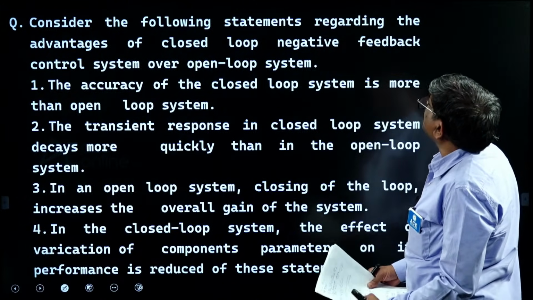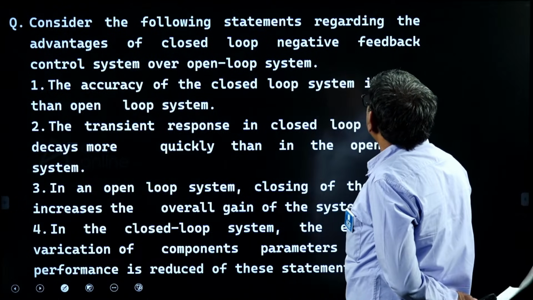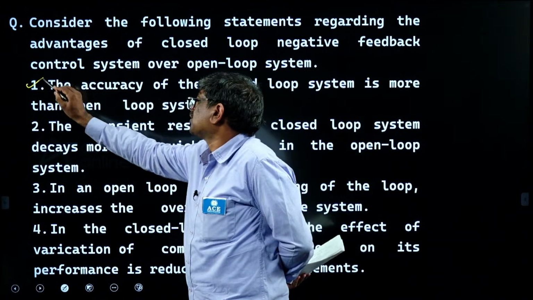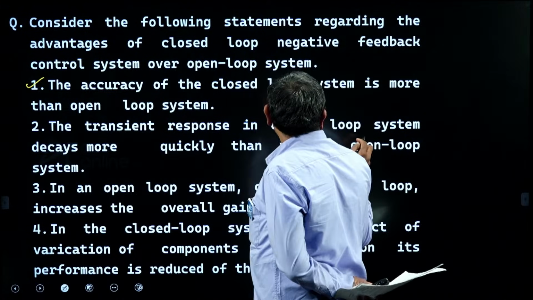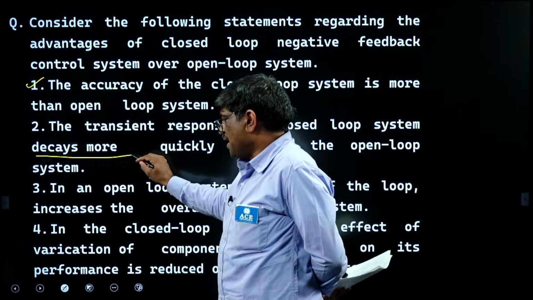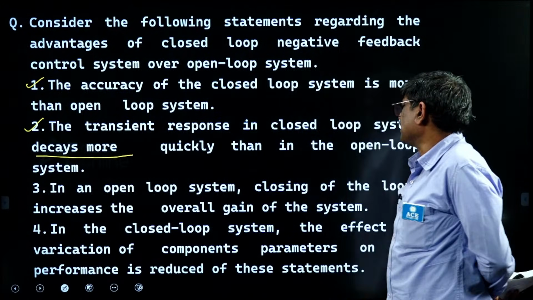So all this is a theory question. Consider the following statement regarding the advantage of closed loop negative feedback system. Accuracy of the closed loop system is always more. The transient response, yes or no, decays more quickly. I told you, closed loop system gives a very quick response.